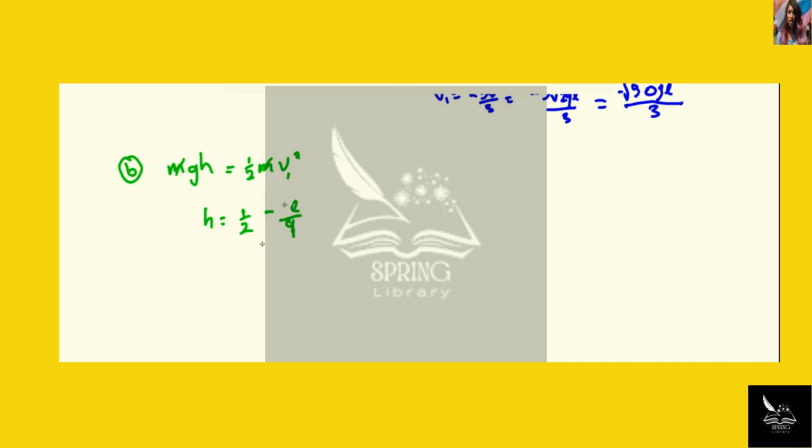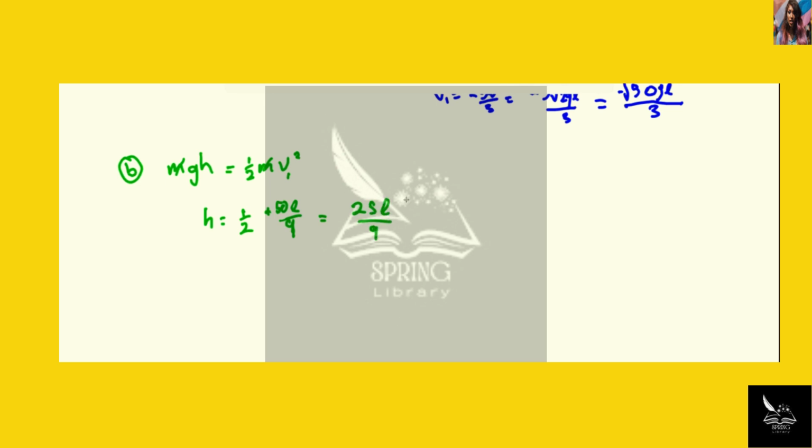And I forgot to put the 50 on there. Whoops. So that should be 50L over 9 times 1/2. So this 50 over 2, we're going to end up with 25L over 9.